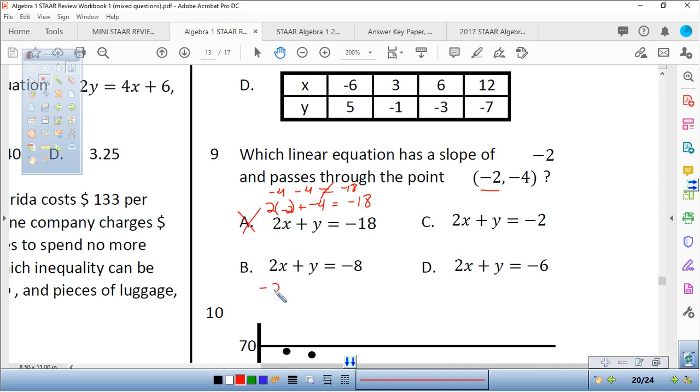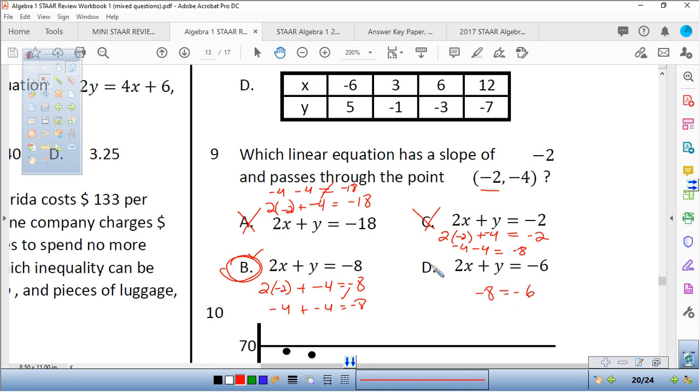We'll go over here, -2. Oh, sorry about that. 2 times -2 plus -4, is that equal to -8? Ooh, that's my answer. So look at this, -4 plus -4 equals -8. Cha-ching. There it is. I'll prove the rest wrong if you want. It becomes 2 times -2 plus -4 equals -2. Is that true or false? This is actually -4. -4 gives me -8, so no. Same setup gives me -8 is equal to -6. No, no bueno.